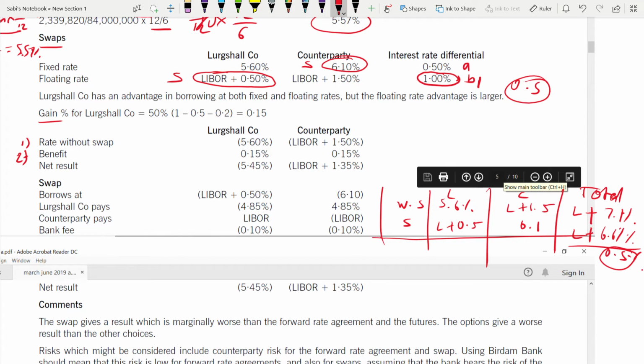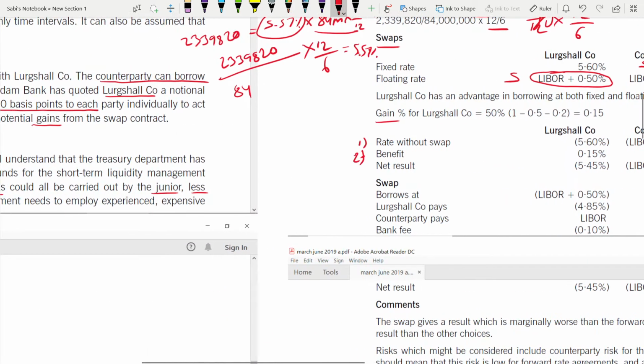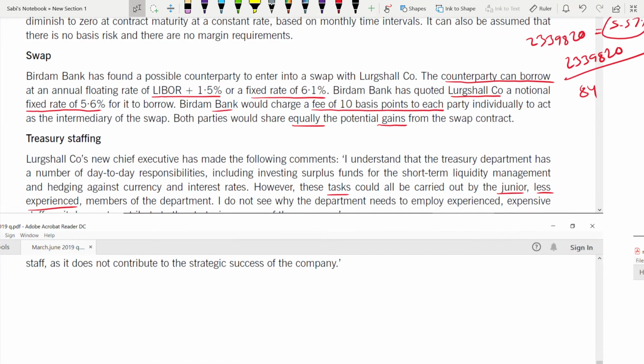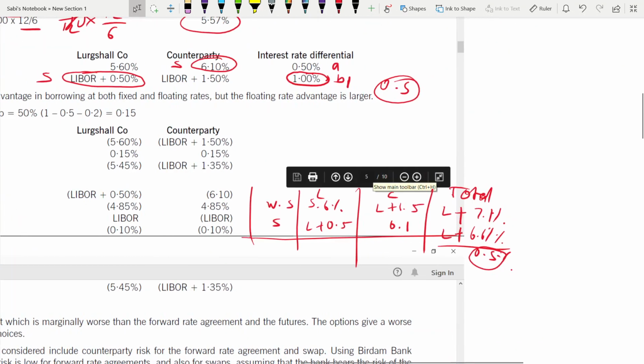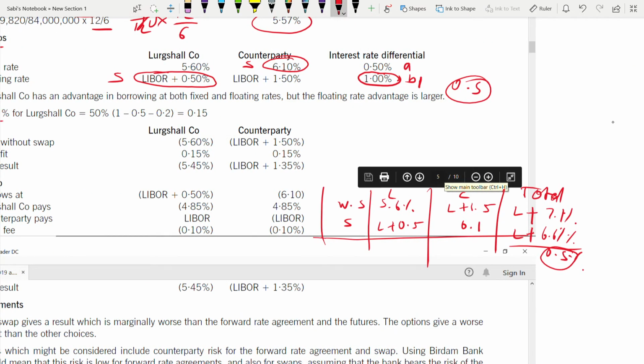So it is 0.5. Now, from this 0.5, what do you have to do? You have to deduct your bank fee. What was the bank fee? It is 10 basis points each party. That means 10 plus 10, 20. So that's 20 basis points. You have to deduct 20. You are left with 0.3. This 0.3 will be divided equally between the two parties. The gain is 0.15, 0.15. That's how you are getting 0.15.